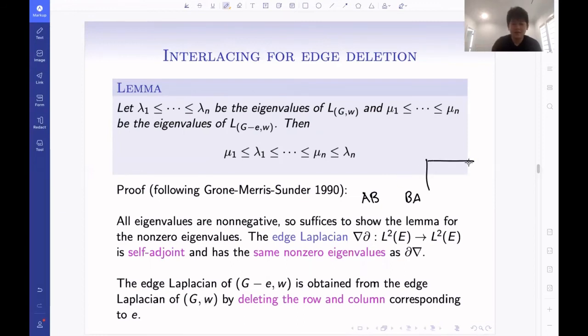Then the edge Laplacian of (G, W) looks like this. The edge Laplacian of (G delete E, W) looks like you're just ignoring the contribution of one edge. So it looks like a principal submatrix, which means by Cauchy interlacing on the previous page, we get the interlacing on the eigenvalues of the edge Laplacian. And since these had exactly the non-zero eigenvalues of the Laplacians, with the same multiplicity, you have the interlacing on the level of the vertex Laplacian. And that's the proof. So it's very slick.